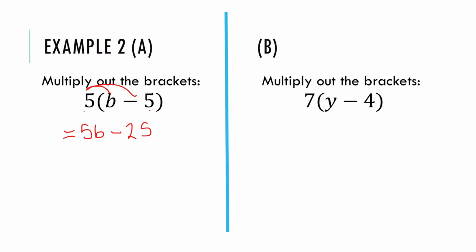7 bracket y minus 4. 7 times y first of all. 7 times y is just 7y. Positive 7 times negative 4 is a negative. 7 times 4 is 28.